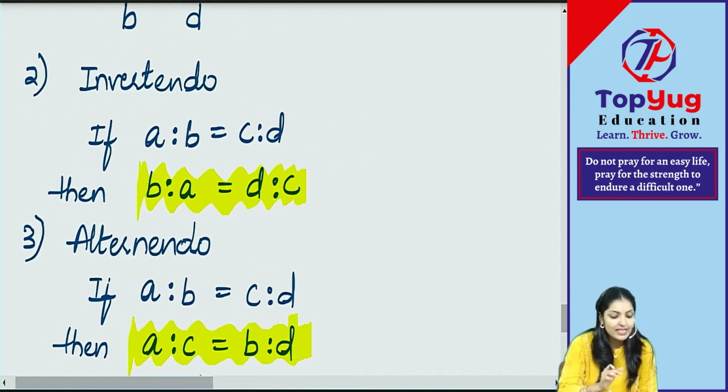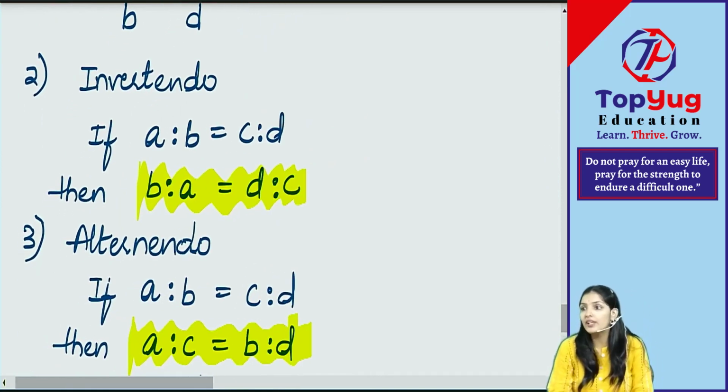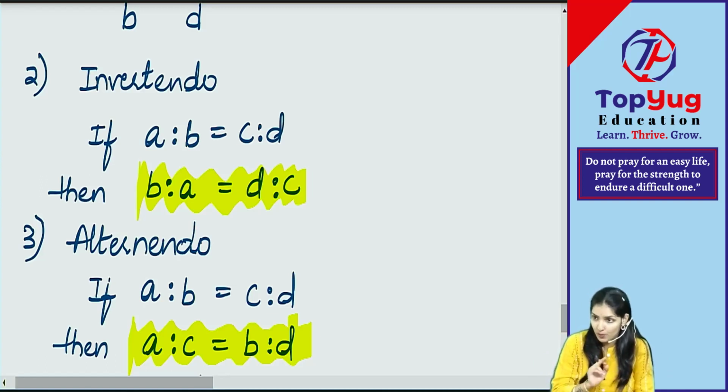Now the next one is invertendo. In invertendo, what happens? Inverse ratio, you remember? We turn it upside down. So in invertendo also, what you will do is, we are having A is to B and C is to D, you will reciprocate. A by B is equal to B by A, C by D is equal to D by C.